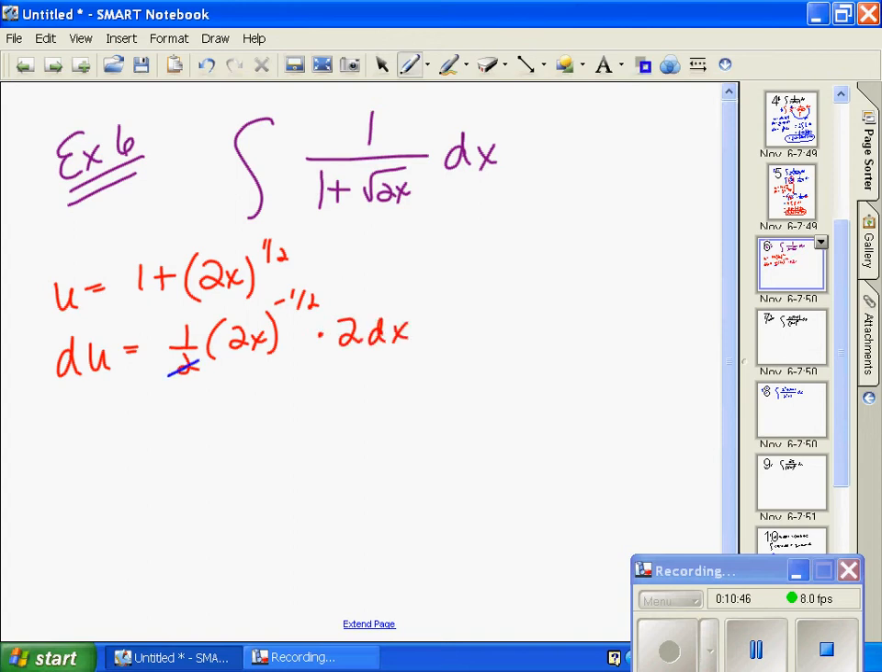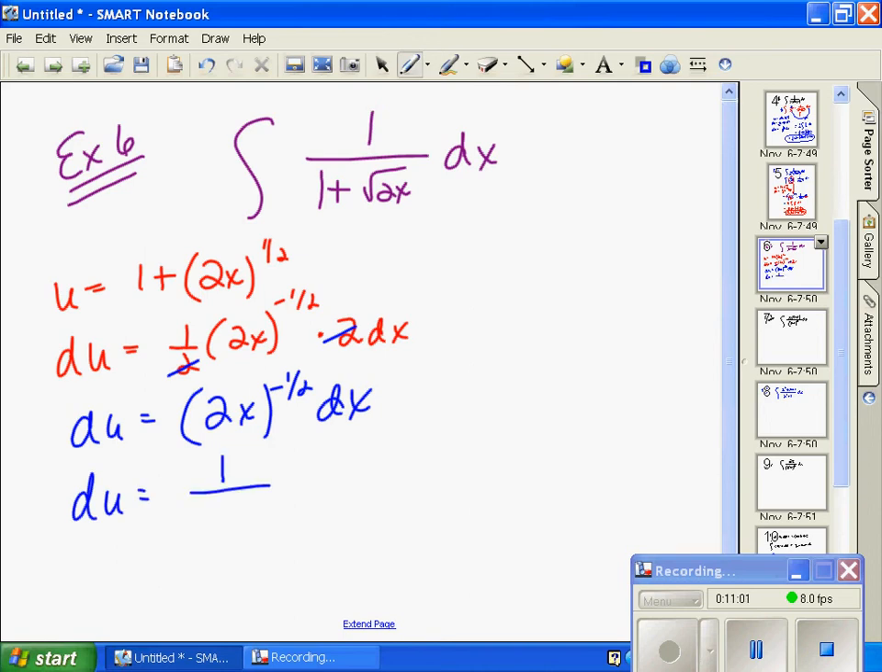Now looking at that, those 2's right there will cancel. So I get my du to be 2x to the negative 1/2 dx. Or I could look at that as say du is equal to 1 over square root of 2x dx. 2x to the 1/2 power is the same as 1 over square root of 2x. Okay, now this is one of those cases where I'm looking back at my original equation and I don't have 1 over square root of 2x dx. Looks kind of strange.